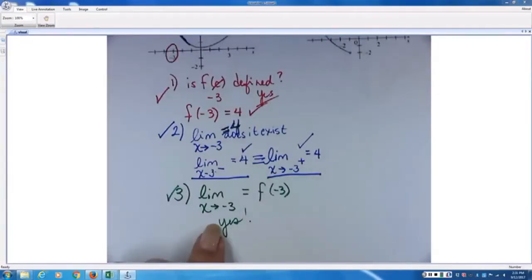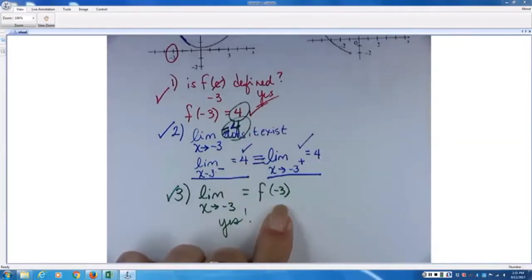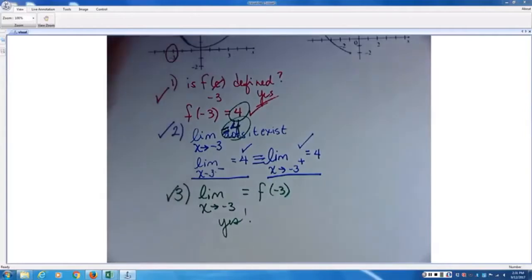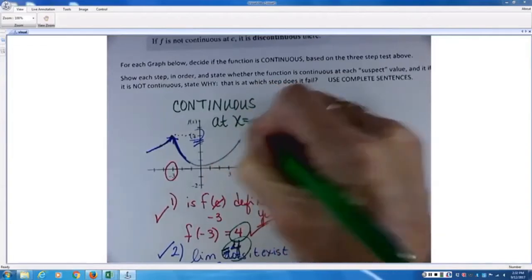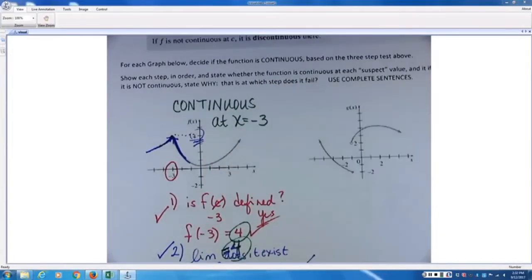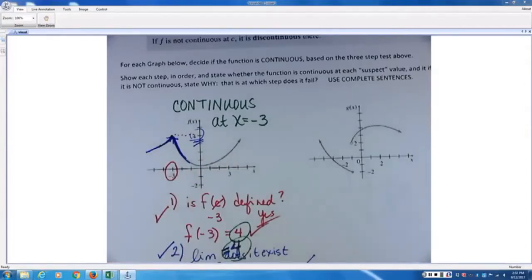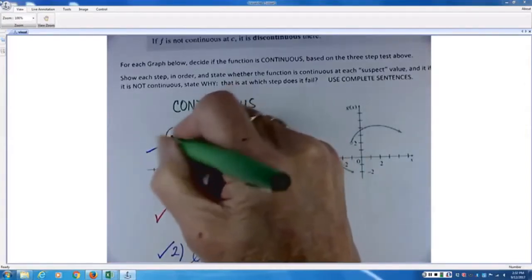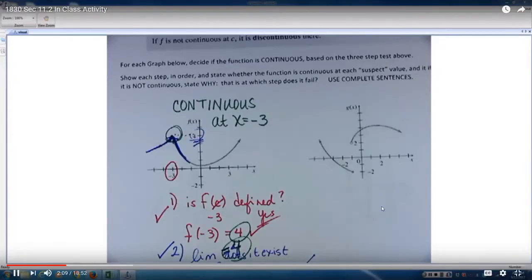Is the limit as x approaches -3 equal to f of -3? And the answer is yes. Both of those were 4. So therefore, that function was continuous at x equals -3. Now, you can prove it's continuous at any other point as well, but I chose to look at this point in particular because that's the one point where it did something weird. Something that was kind of unexpected.